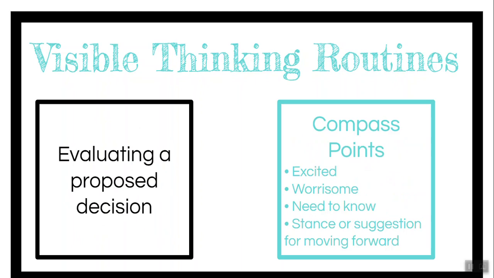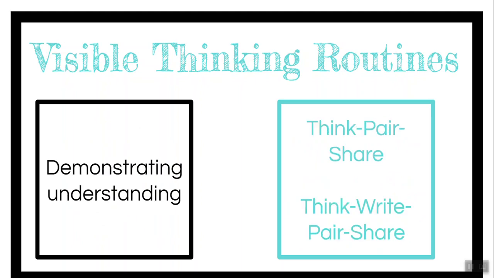In order to evaluate a proposed decision, I might use the routine compass points, which asks students to write and think about what excites them about a proposal, what is worrisome about it, what do they still need to know, and what stance or suggestion would they suggest for moving forward. If I'm trying to demonstrate understanding, I might use something like think, pair, share, or think, write, pair, share. You probably knew these before today, but didn't realize they were visible thinking routines. That's the benefit of Harvard's Project Zero. They came up with a lot of these routines for us. Some of them are more common, like this one, and others you might not have heard of yet.